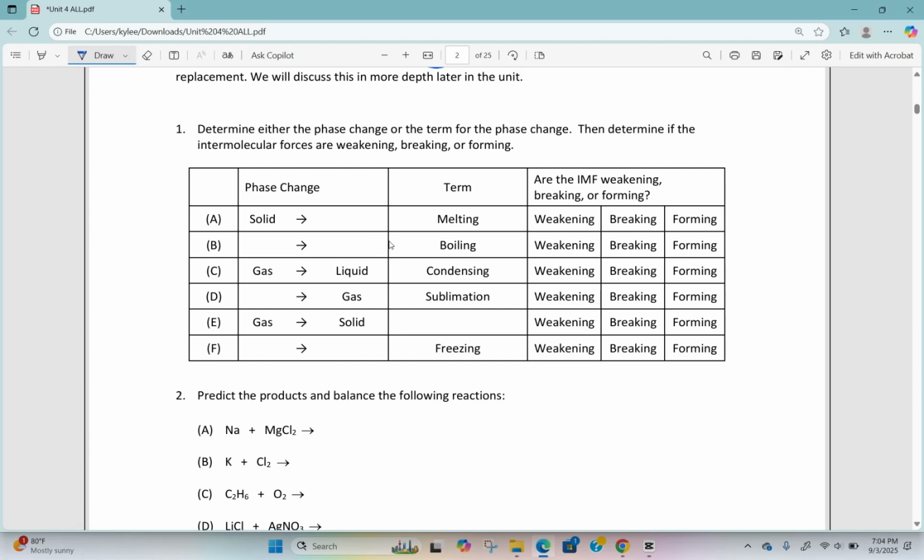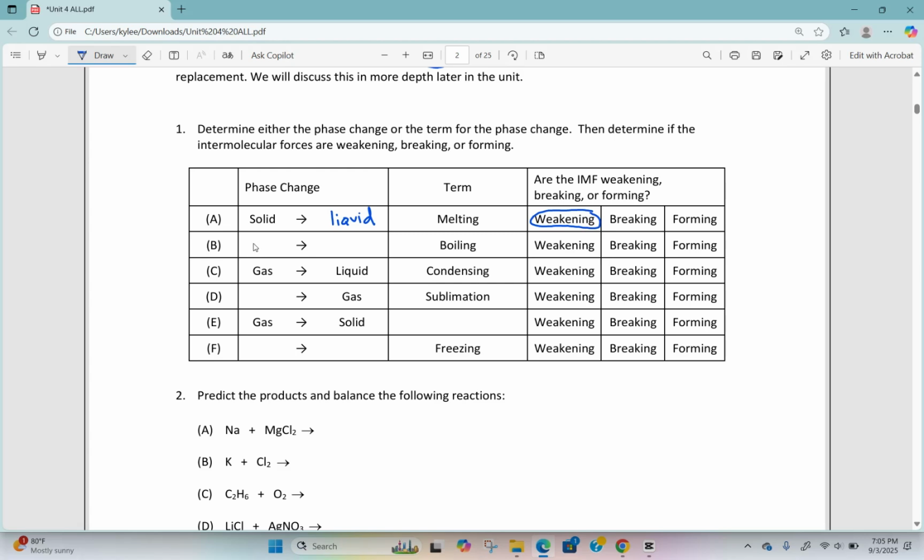So in letter A, they give us the term melting, and that would be a solid going to a liquid. And in the right-hand side, they're asking us, are the IMFs weakening, breaking, or forming? And when a solid goes into the liquid form, I would definitely say that's a weakening of the IMFs. They're not completely breaking because there's not a separation of particles, but they are not being locked in place.